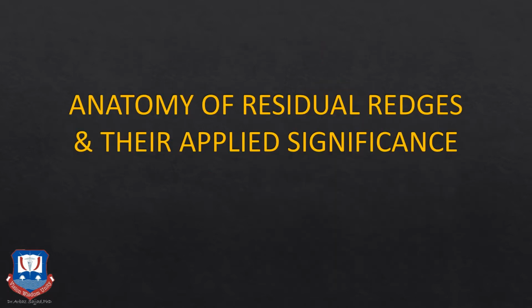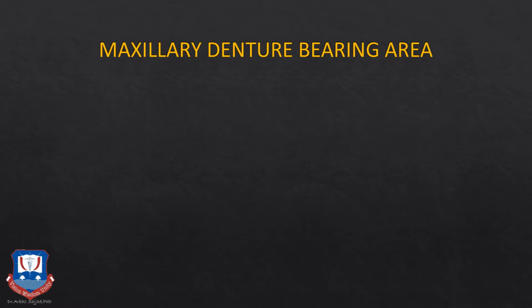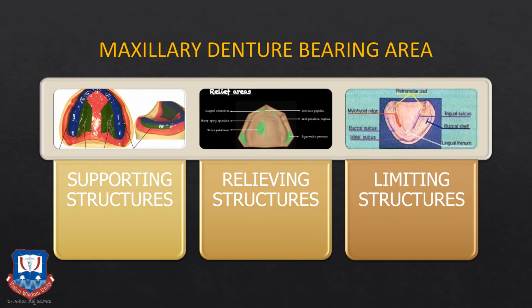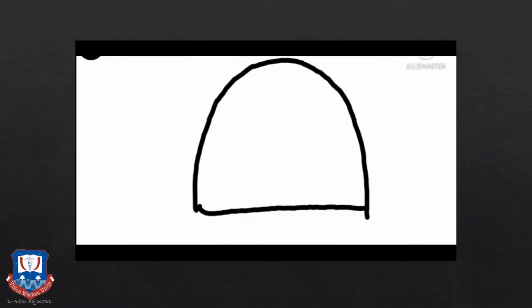So, coming first to the anatomy of the residual ridges and their applied significance. First, we'll consider the anatomy of the maxillary denture bearing area. The anatomical structures of the maxillary denture bearing area are mainly divided into three broad categories: the supporting or stress bearing structures; second, the relieving structures that need to be relieved; and third, as the name suggests, the limiting structures beyond which the denture borders should not be extended. Now let's consider these in a video. So first, let us consider the anatomical landmarks of the maxillary denture bearing area.